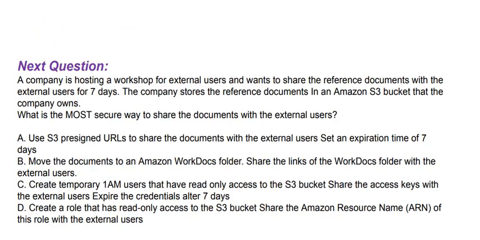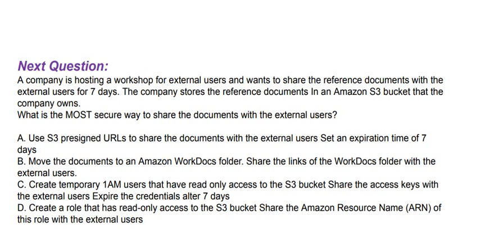Next question is: a company is hosting a workshop for external users and wants to share the reference documents with the external users for 7 days. The company stores the reference documents in an Amazon S3 bucket that the company owns. What is the most secure way to share the documents with the external users? Option A. Use S3 pre-signed URLs to share the documents with the external users. Set an expiration time of 7 days.